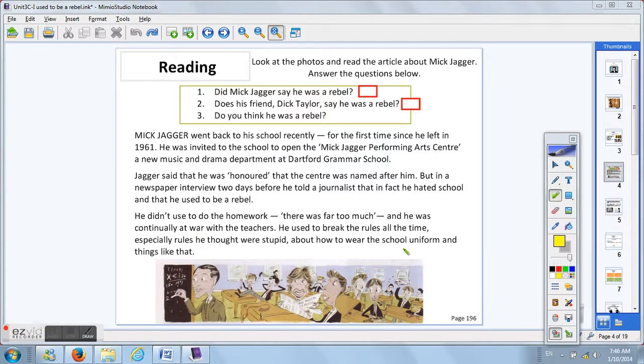Did Mick Jagger say he was a rebel? He told a journalist, in fact, he hated school and he used to be a rebel. So the answer to question number 1 is yes.